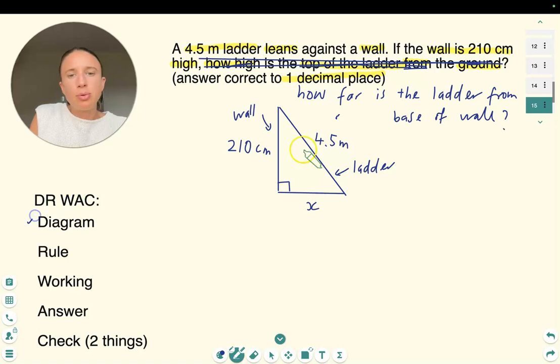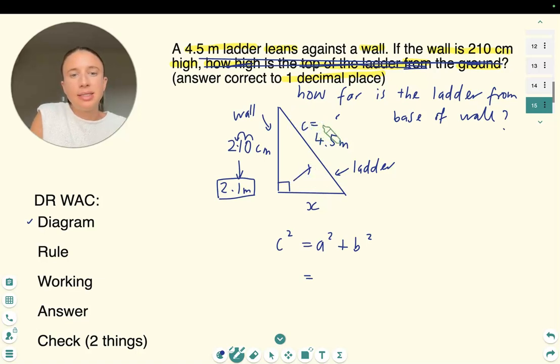We've got our diagram labeled, but I can see that there are inconsistent units. So you really want to make sure they're the same before you start doing your working, okay? Now I'm going to just choose to work in meters. So centimeters to meters, I'm going to divide by 100. 2.1 meters, okay? So then you look at your rule. C squared is A squared plus B squared. And then we're going to go back to that diagram. We're going to label it with these variables. So C is that, A is that, B is that.